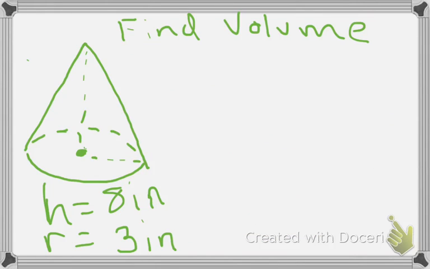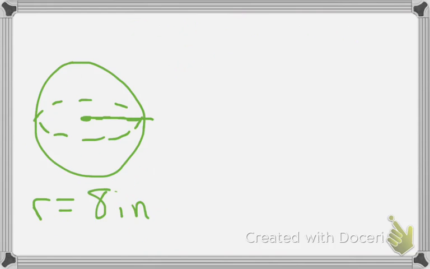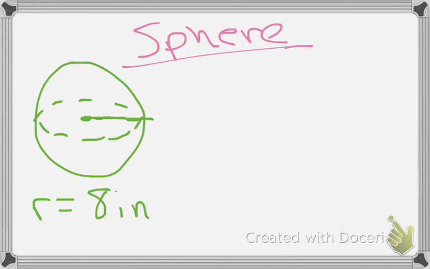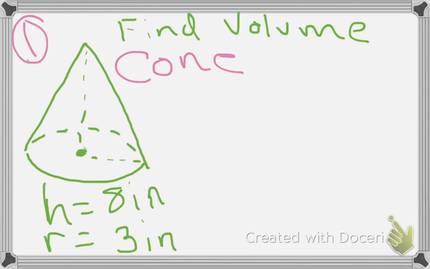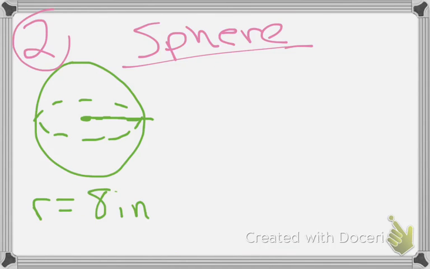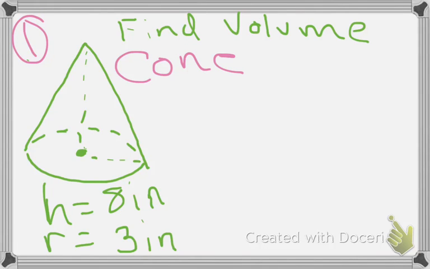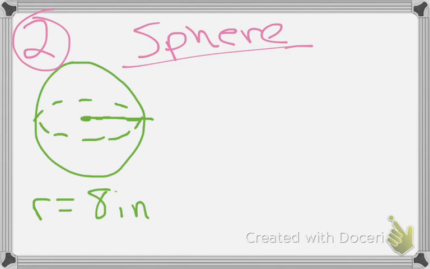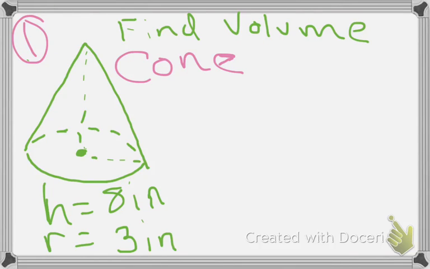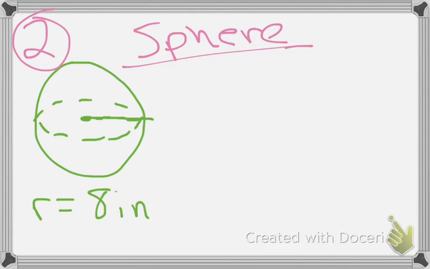So find the volume of this cone and this sphere. Bring it in on a half sheet of paper. Bring it to me. This is number 1. This is number 2. You have 2 questions for homework. That is it. Along with this video, on your question sheet, on that half sheet of paper, do number 1 on one side, and number 2 on the other side of the half sheet.